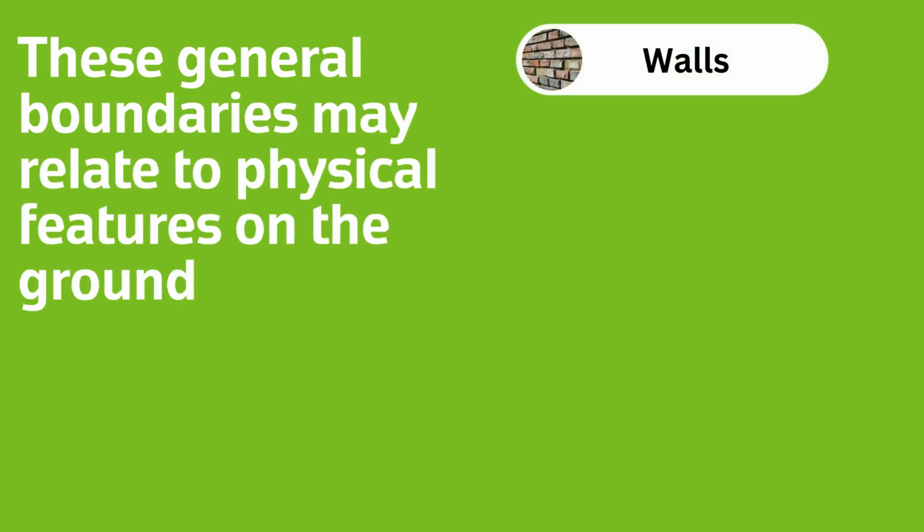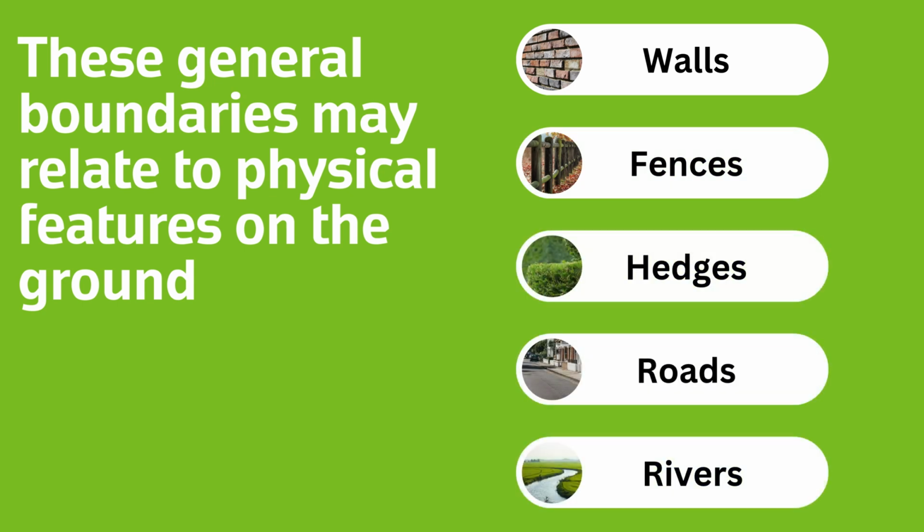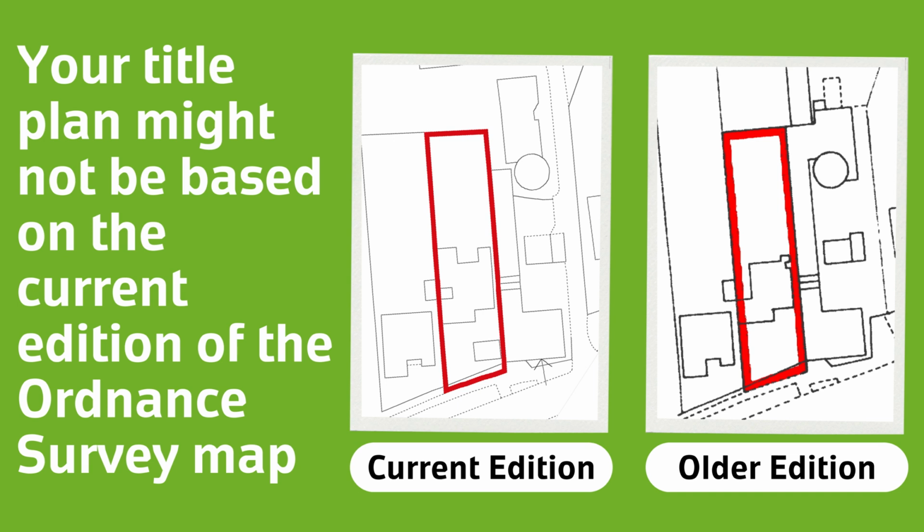Where no such physical feature exists, we plot the boundaries onto the title plan. It is important to note that depending on when it was registered, your title plan might not be based on the current edition of the Ordnance Survey map. It will be based on the Ordnance Survey map available at the time and might therefore show historic rather than actual detail. In this example, we can see that some detail on the current edition varies to the older edition, such as the shape of the buildings.